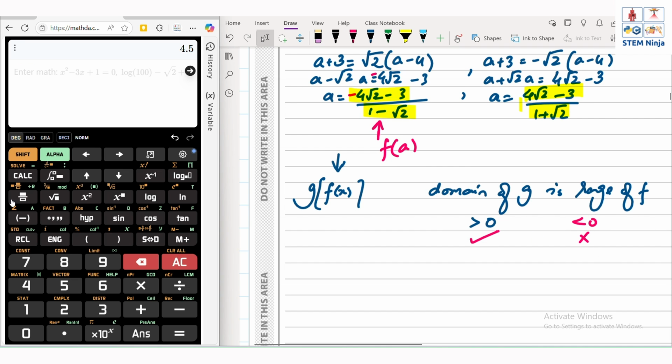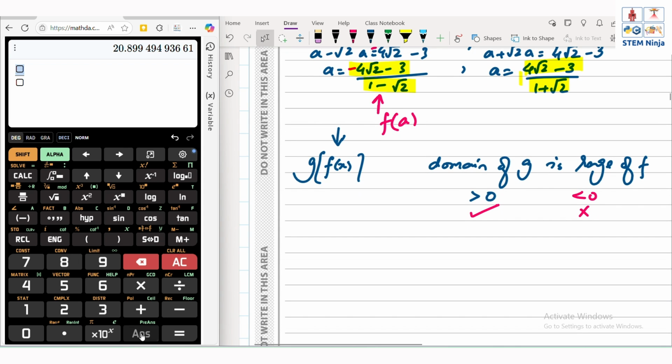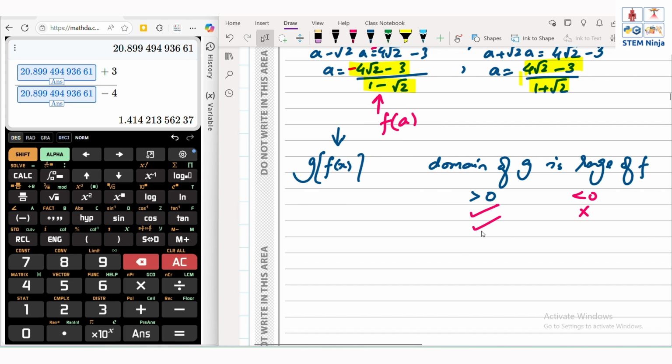If they come out to be negative, we will not select them. So first off, let's see minus 4 square root 2 minus 3 over 1 minus square root 2. We just need the value; after this, we will rationalize this also. This is this value. Now we plug this into x plus 3 over x minus 4. So answer plus 3 divided by answer minus 4. So this is greater than 0. So this is done.